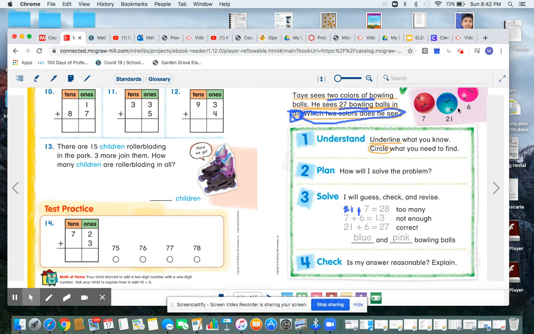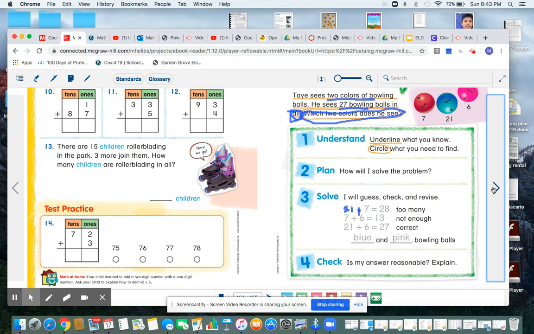How about 21 plus 6? Oh, see, 21 plus 6 did work out because it was 27. So my answer is going to be blue and pink bowling balls. I'm going to check my answer. How do I check my answer? Well, I can check if 21 plus 6 equals 27. If it does, then this checks off. So this is the format that we're going to use to solve our problems.